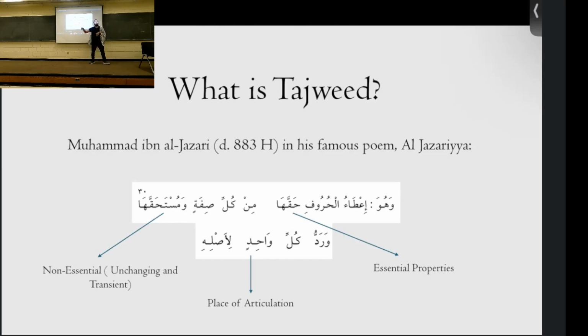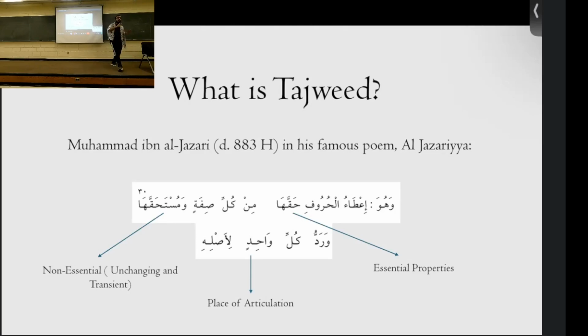وَهُوَ إِعْطَاءُ الْحُرُوفِ حَقَّهَا, giving the letters their essential attributes. مِنْ كُلِّ صِفَةٍ وَمُسْتَحَقَّهَا, giving the letter its transient attributes. وَرَدُّ كُلِّ وَاحِدٍ لِأَصْلِهِ, the physical instruments. That's the actual definition. Okay? Does that make sense?